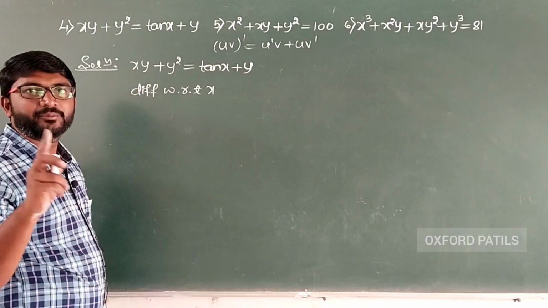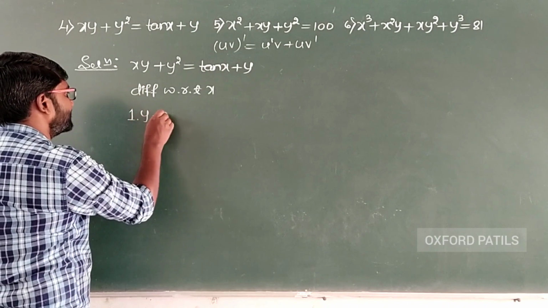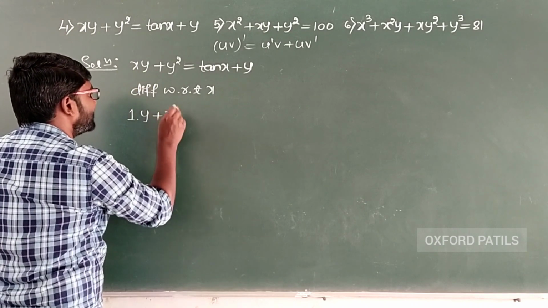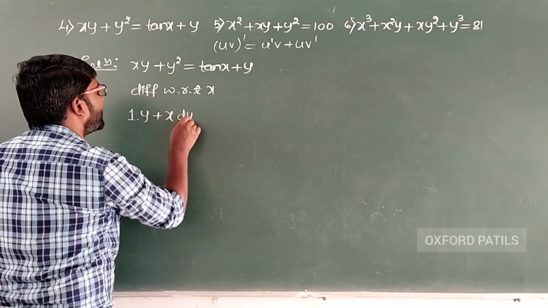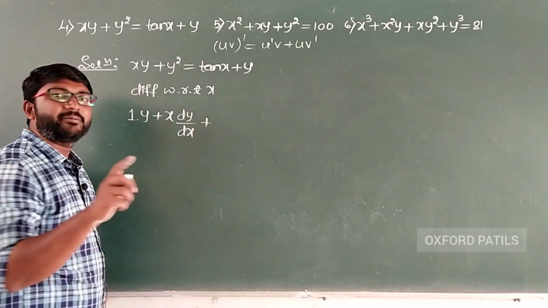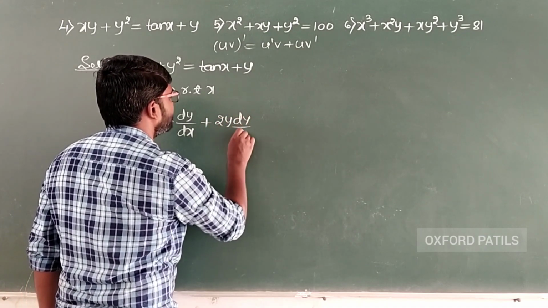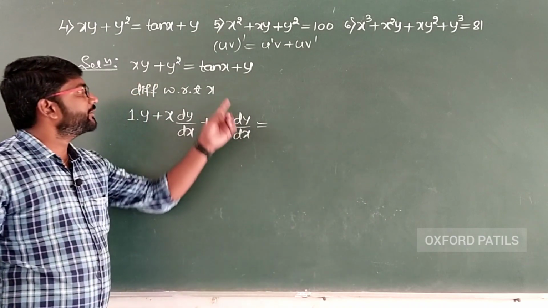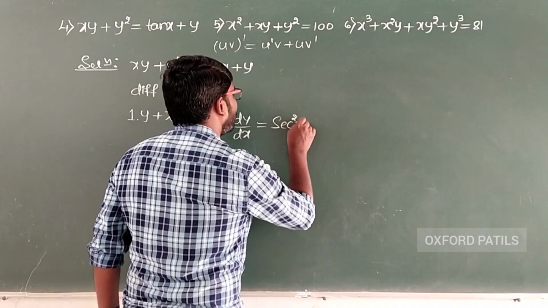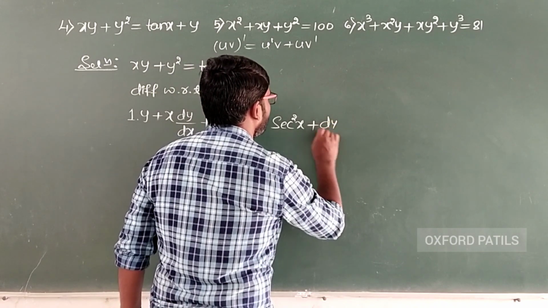U dash means derivative of x, it will be 1. So I will be writing 1. Then into the second function as it is, plus this is u dash v plus uv dash. Now we should write x as it is. Take the derivative of y, it will be dy by dx. Now plus y square, derivative of y square, it will be 2y into dy by dx. This is equals to, now derivative of tan x, it will be secant square x plus derivative of y, it will be dy by dx.